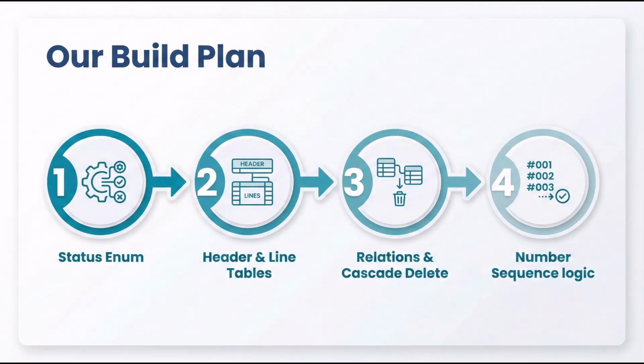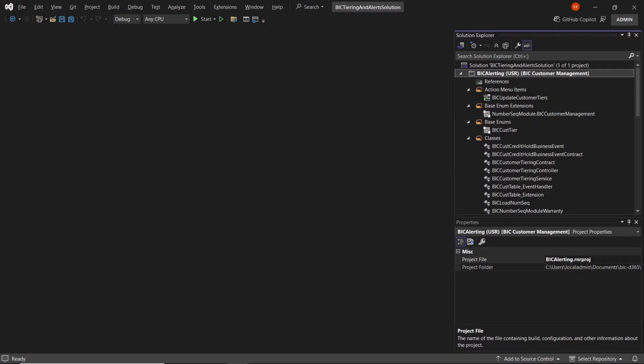Alright, here is the plan. First, we need a status enum to restrict the warranty claims to specific states like created, in review, or approved. Then we'll build the header and lines tables. Then we'll link the tables with a relation and enable Cascade Delete, so deleting a header automatically cleans up its lines. To ensure every claim has a unique ID like WAR001, we'll hook up the number sequence we built in video 10. Okay, let's get started.